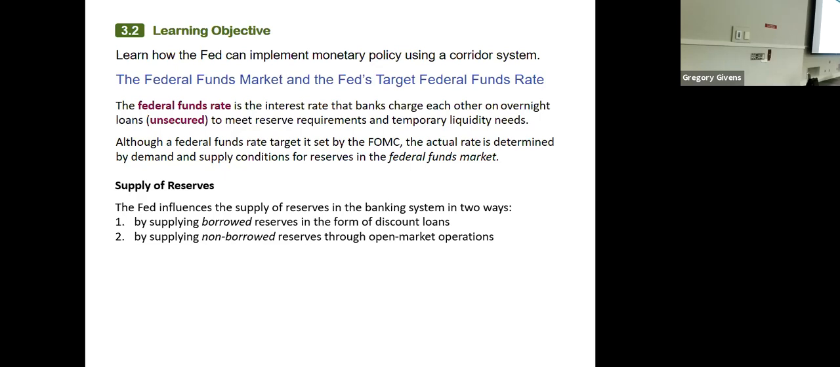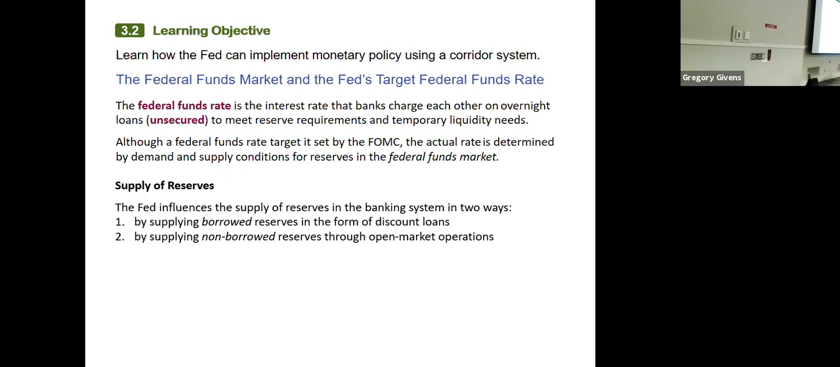Now, the Fed can't compel banks to borrow from it through the discount window, so it doesn't have perfect control of borrowed reserves, but the Fed can perfectly control non-borrowed reserves through open market operations. So the point here, and I know this is not easy stuff to understand, is that the Fed can actually set bank reserves system-wide at any level it desires, irrespective of what the federal funds rate is.